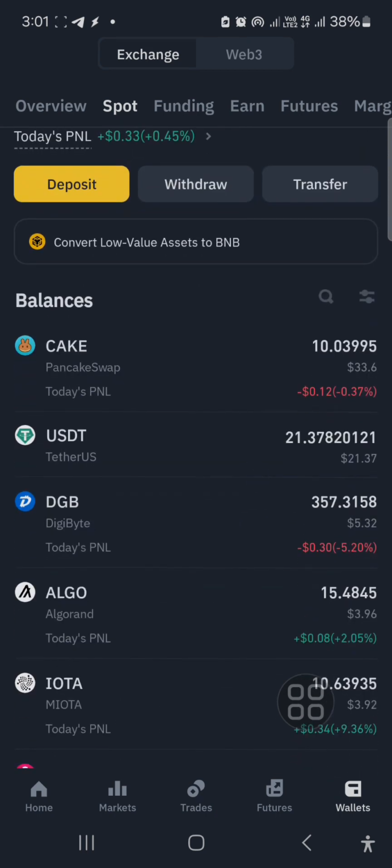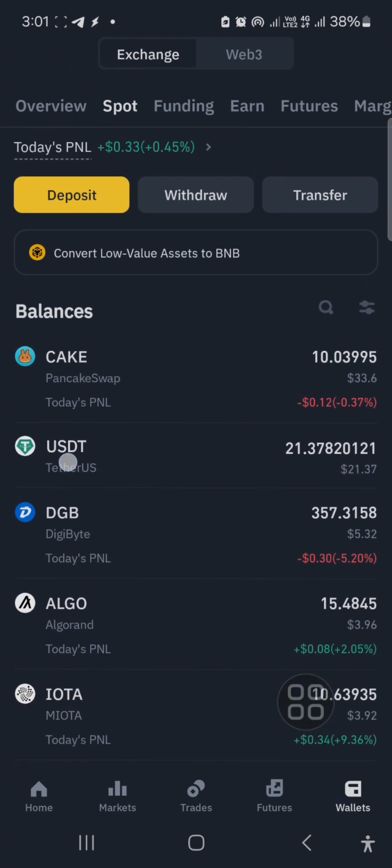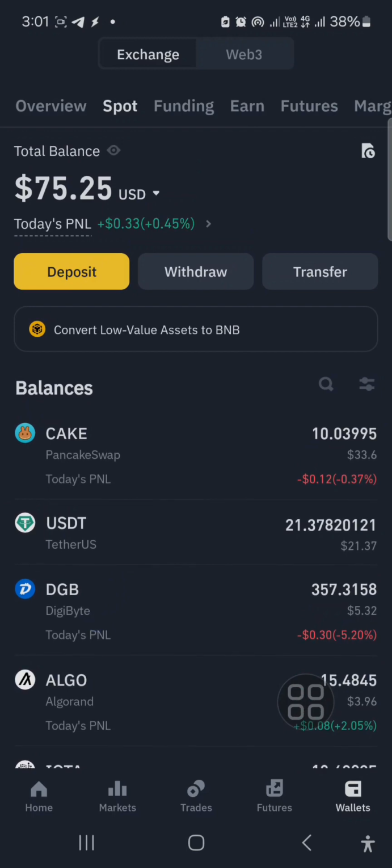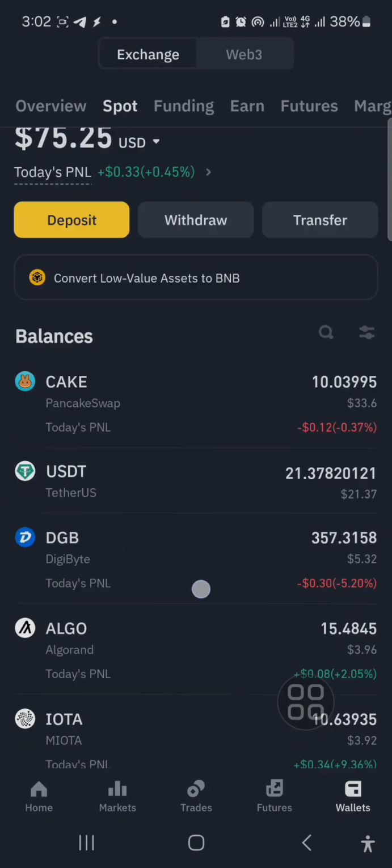I now have USDT worth of $21. You can see it right here. I now have USDT worth of $21 because I sold my BNB. I sold all of my BNB. Like I said in the previous video, if you don't want to sell all the coins, you can put down the fraction of the coin that you want to sell, and the system will just take your order. All right. So right here you can see it is showing all the coins I have.